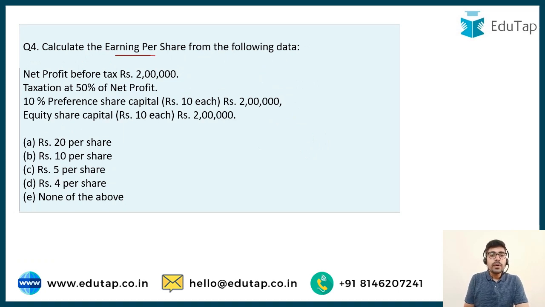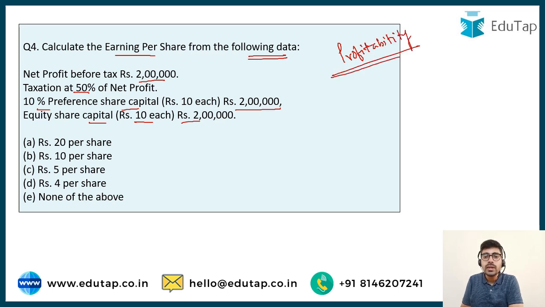Calculate the earning per share from the following data. Now you guys should take the lead here. Net profit before taxes 2 lakh, taxation 50% of the net profit, 10% preference share capital rupees 10 each, rupees 2 lakh, equity share capital rupees 10 each, rupees 2 lakh. So how much is going to be the earning per share? We have already talked about the different profitability ratios. One of the ratios is earning per share, and it tells us how much earnings we are generating per share in the company. So let's try to compute it.